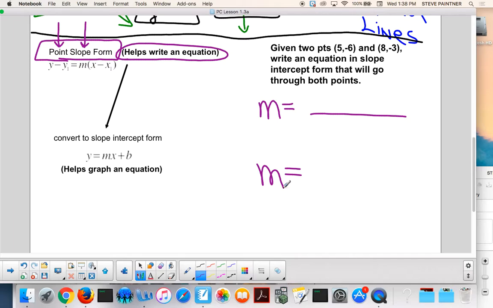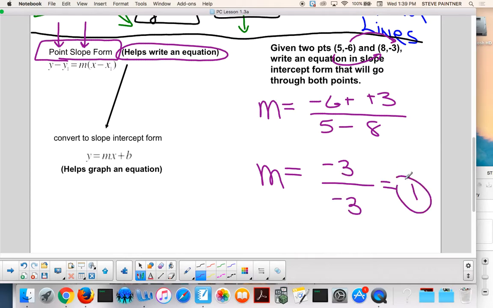Alan, do you have a slope? Is it 1, he says? What do you guys think? Yeah? Okay, let's try it. Ready? -6 take away -3. 5 take away 8. Okay, there it is. On top, I'm going to make that a plus. Make that -3 over -3, which is 1. Alan got it right. Okay.